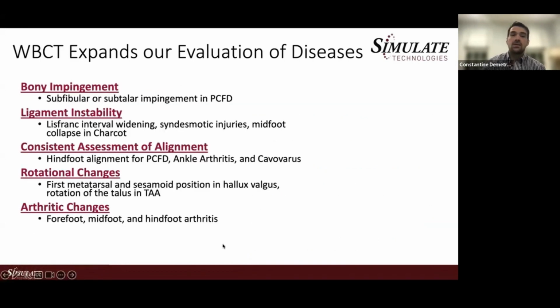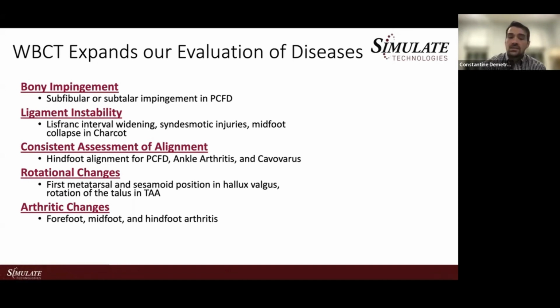It also allows us to better assess certain pathologies, and this is across different patient categories or issues. So you can really look at a bony impingement when patients are applying a load through the ankle and foot. You can see how the bones are interacting with each other. So is there impingement in the subtalar joint, in the subfibular region? Is there impingement in ankle replacement in the gutters?